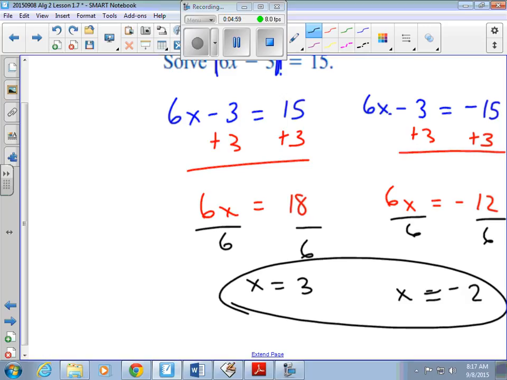So it's as simple as taking whatever's inside the absolute value sign and setting it equal to positive and negative. As Algebra 2 goes on, we'll get much more advanced with this, but it's going to basically keep coming back to this same concept. Set it equal to positive and negative.